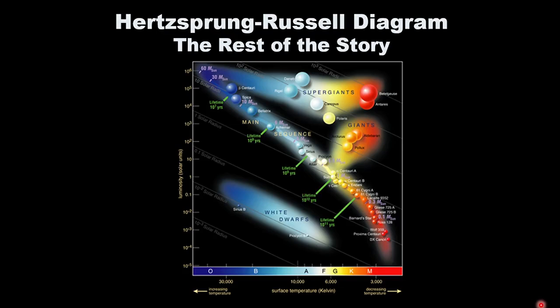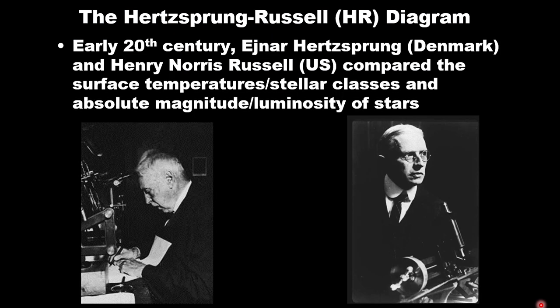Let's start by quickly reviewing the development of the Hertzsprung-Russell diagram. Remember that in the early 20th century, two astronomers, one in Denmark, Einar Hertzsprung, and one in America, Henry Norris Russell, were looking for some way to determine the absolute magnitude of stars so that they could compare that to the apparent magnitude and use that to figure out the distance, something other than parallax to determine distances to stars. And so they compared the surface temperatures or stellar classes, which give us the same information, and the absolute magnitude or luminosity of the stars.